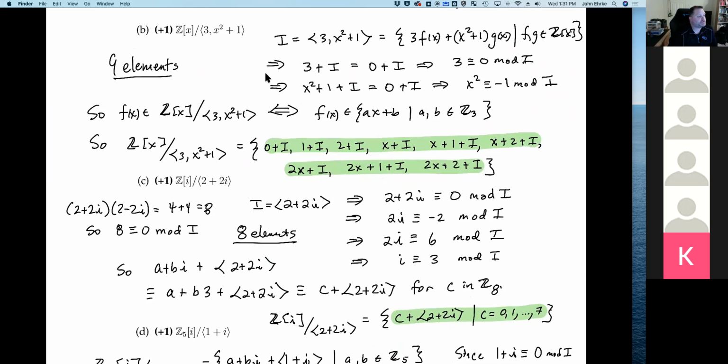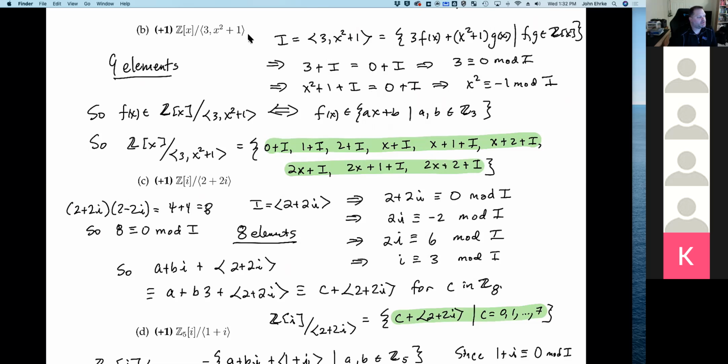On B, this one's a little trickier because you've got 2 generators here. So you know the ideal is generated by 3 times some function plus x squared plus 1 times another function, for any f and g. The immediate thing I can look at is, what if g is 0 and f is 1? Then that says 3 is in this ideal. Well, if 3 is in the ideal, then 3 maps to 0, and that immediately gives me a mod 3 structure. I also know the other generator is in the ideal, so x squared plus 1 being mapped to 0 means x squared is equivalent to -1.